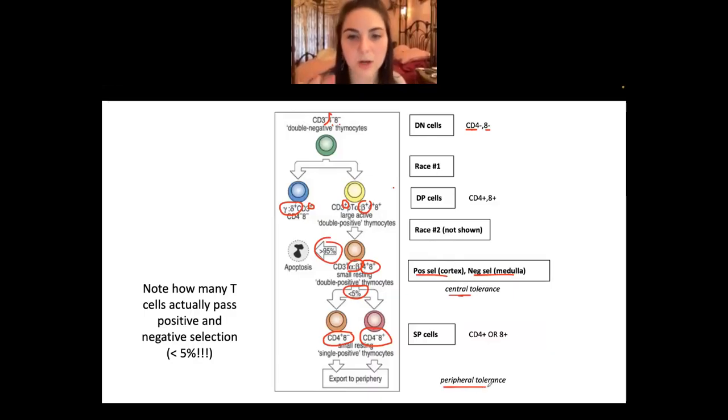They're talking about positive selection in the cortex and negative selection in the medulla. Whereas peripheral tolerance, we'll talk about when we talk about activation. That's going to be once the T cell leaves and now it's in the periphery, in those secondary lymphoid organs. That's where peripheral tolerance kicks in.